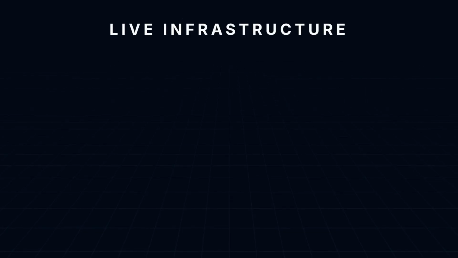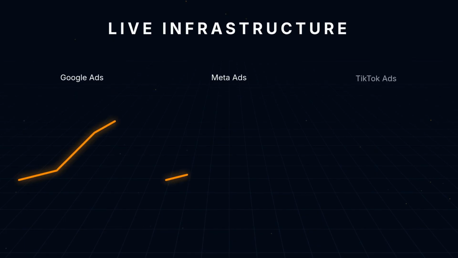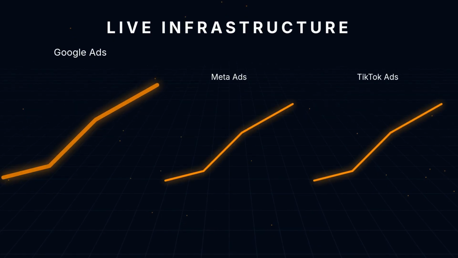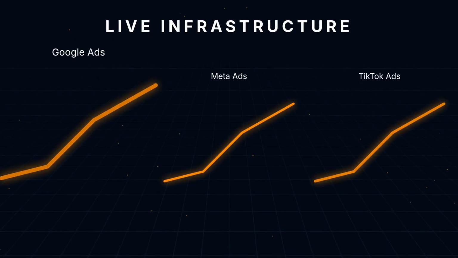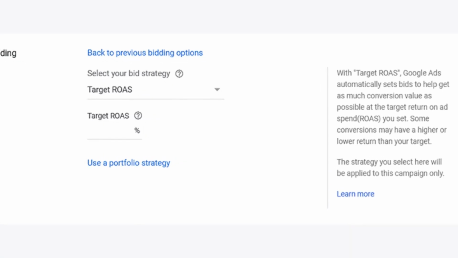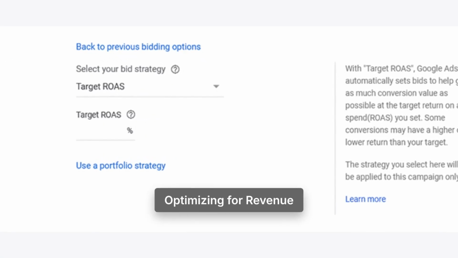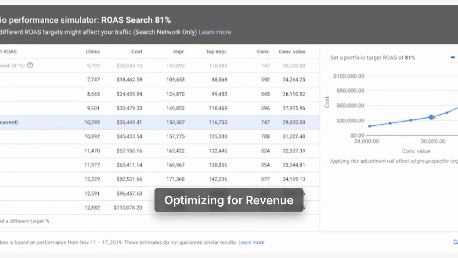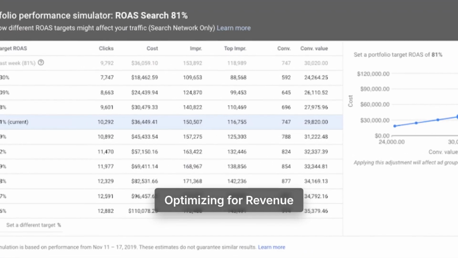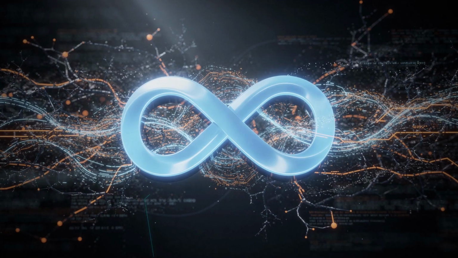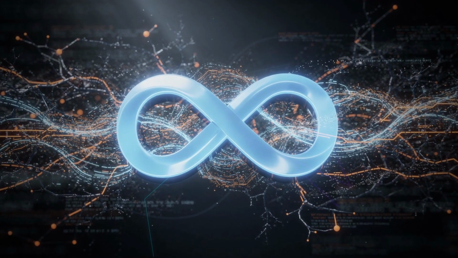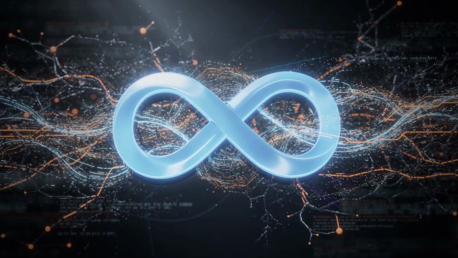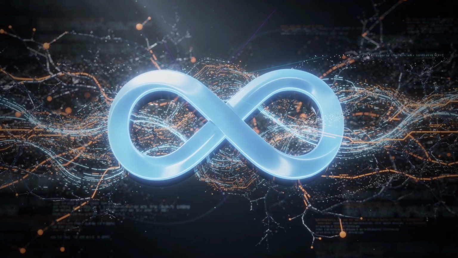Once this infrastructure is live, here is what changes across every platform. Google Ads Smart Bidding receives opportunity and closed won signals. It stops optimizing for cheap leads and starts finding people who actually close into customers. Meta Ads match quality improves. Meta's algorithm finds more people who match your real customer profile. TikTok data tells the algorithm which segments generate revenue.